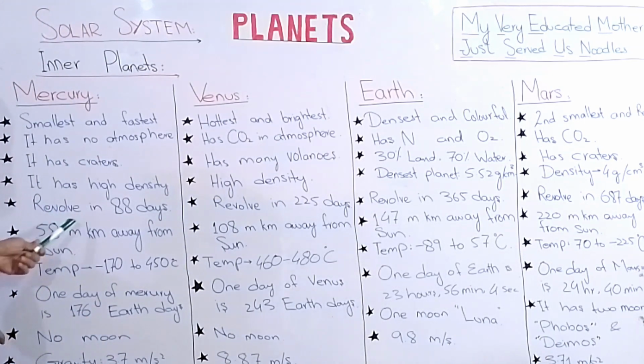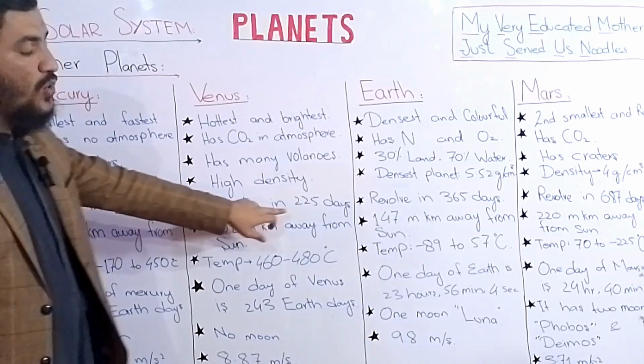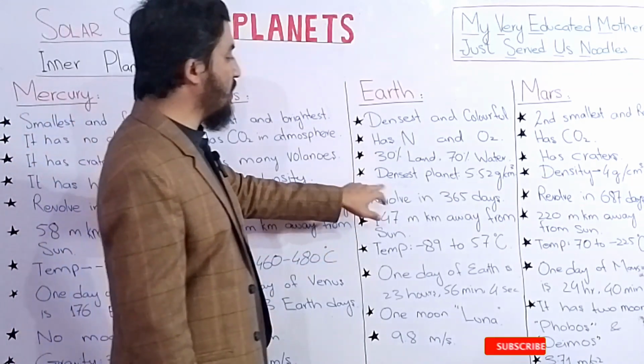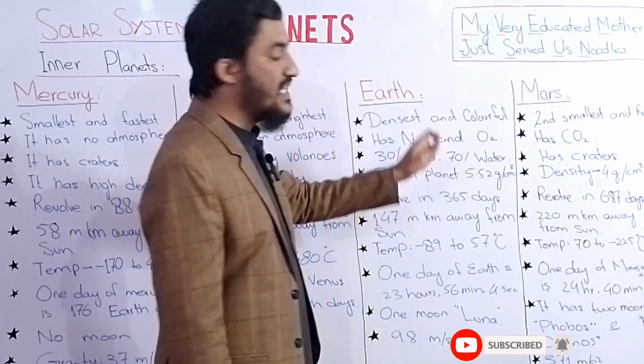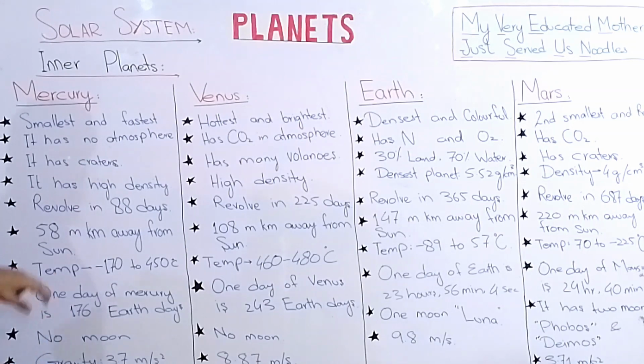Mercury revolves around the sun in 88 days. That's why we call it the fastest planet. Venus revolves in 225 days, and Earth, you know better, revolves around the sun in 365 days, while Mars revolves in 687 days around the sun.